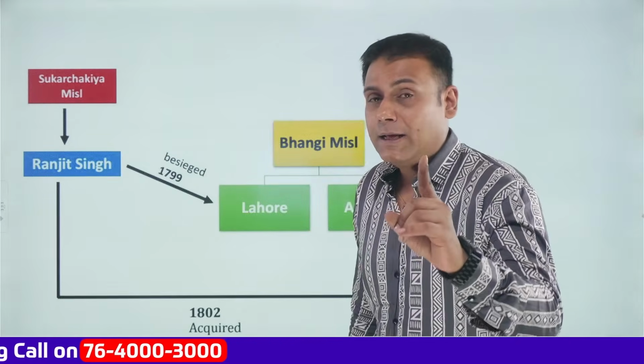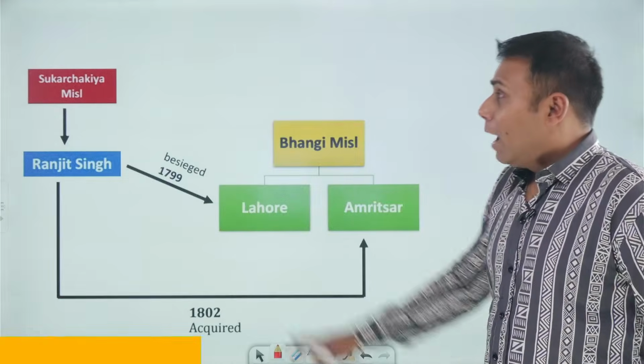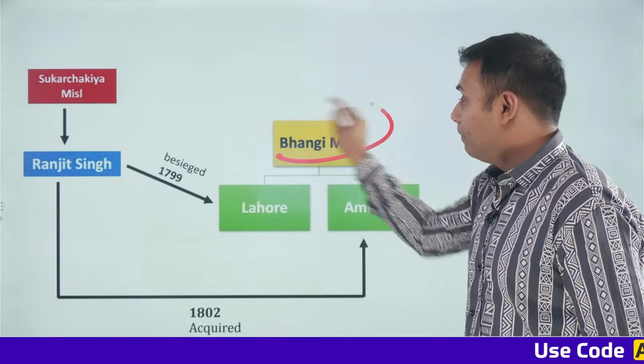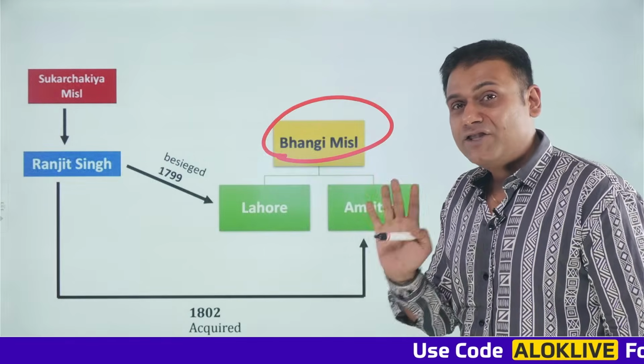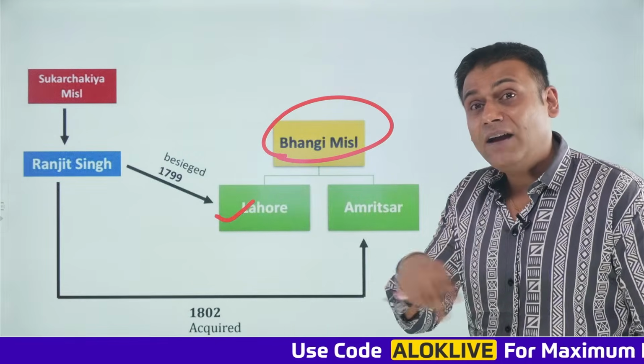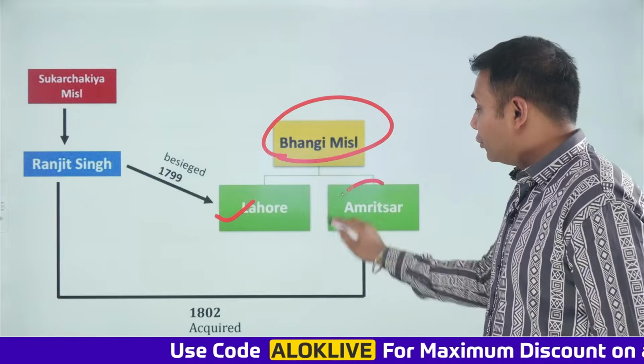Now, what happened? As we had discussed, the most powerful misl, apart from Shukar Chakia misl, was Bhangi misl. They had their administrative capital at Lahore and they had their religious capital at Amritsar.